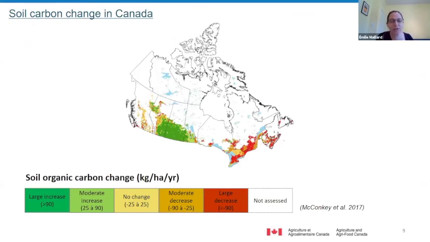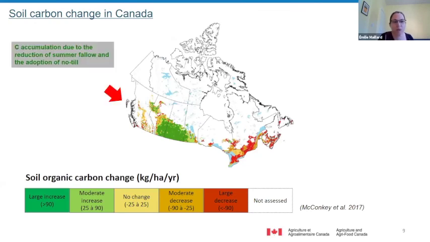If we go back to the map of soil carbon stock changes across Canada, we observe in Western Canada that there were large increases in soil carbon due to the reduction of summer fallow and the adoption of no-till.